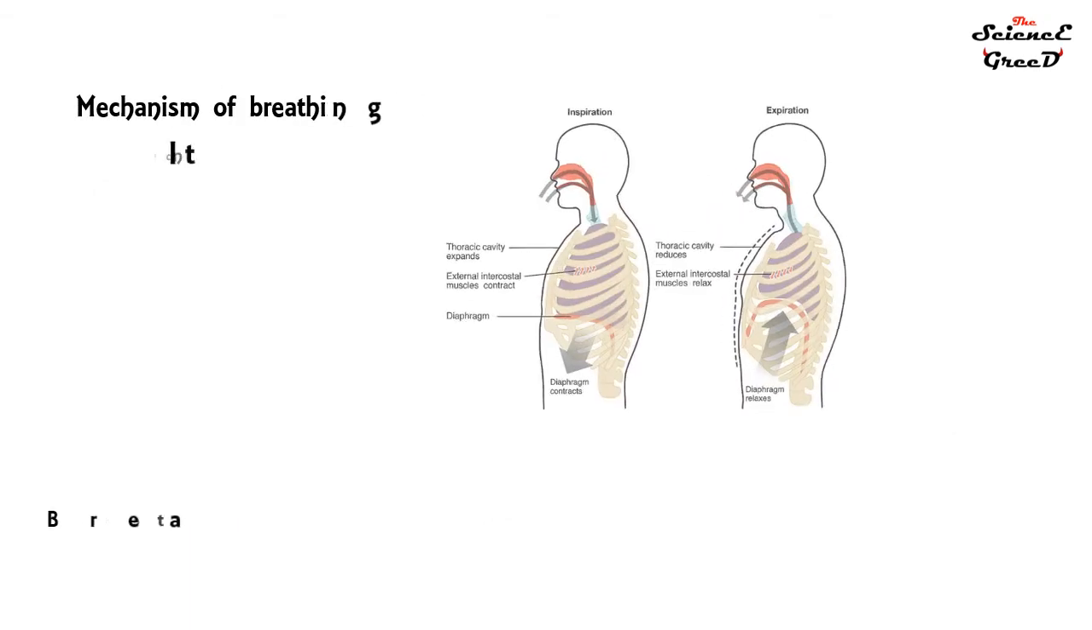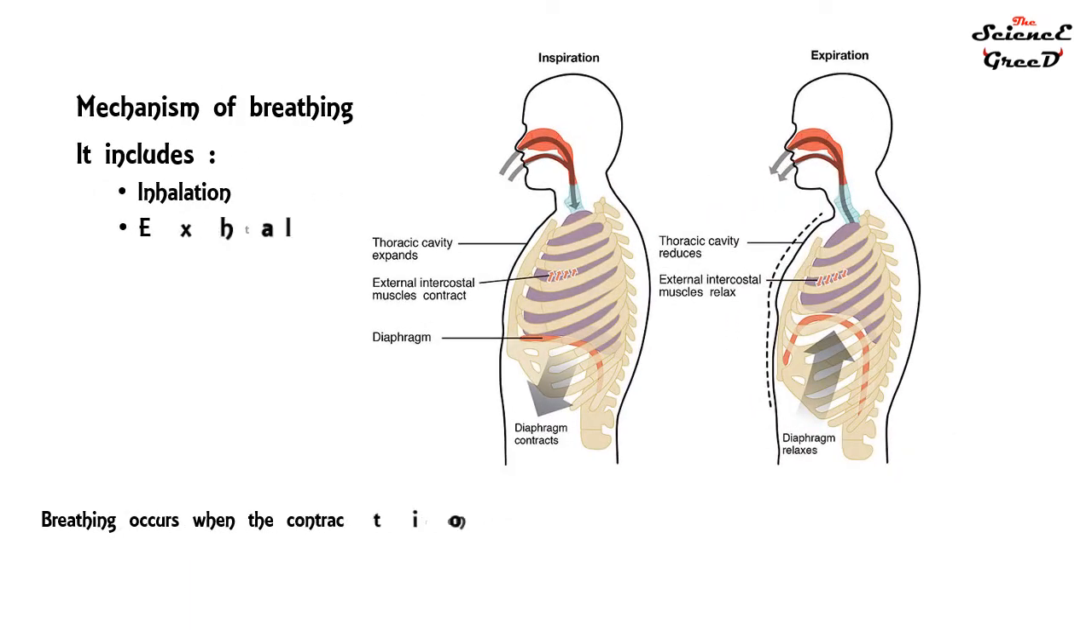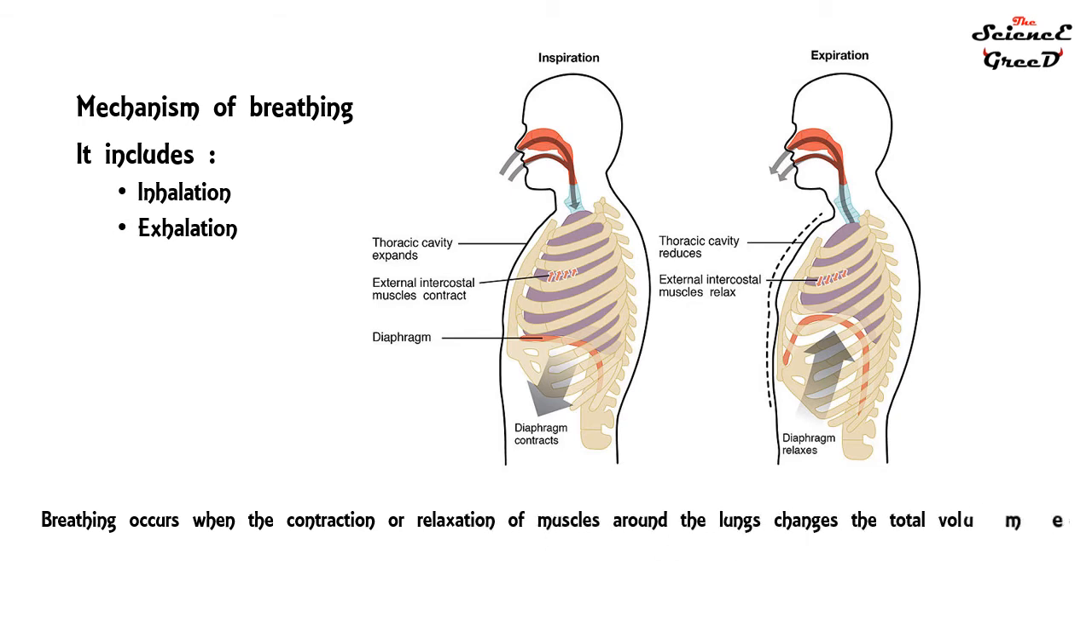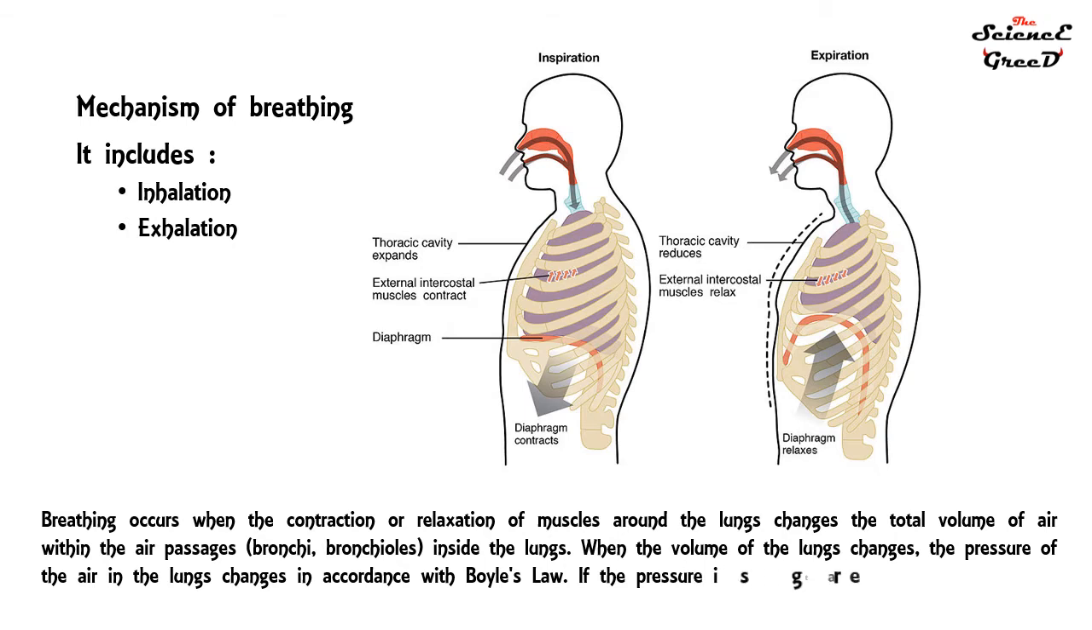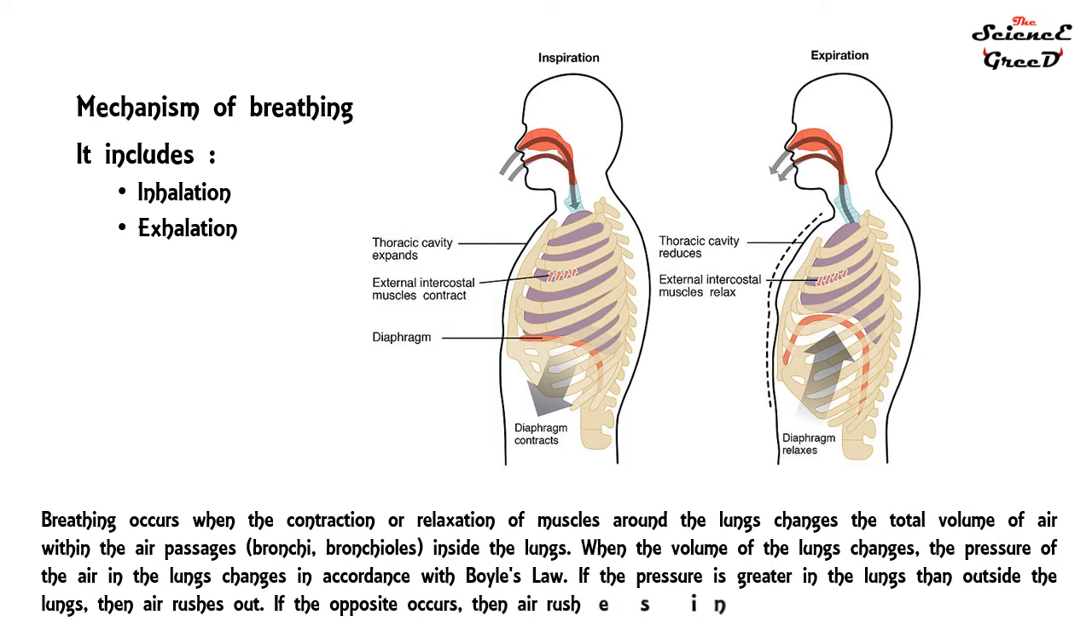Breathing occurs when the contraction or relaxation of muscles around the lungs changes the total volume of air within the air passages, bronchi, and bronchioles inside the lungs. When the volume of the lungs changes, the pressure of the air in the lungs changes in accordance with Boyle's law. If the pressure is greater in the lungs than outside the lungs, then air rushes out. If the opposite occurs, then air rushes in.